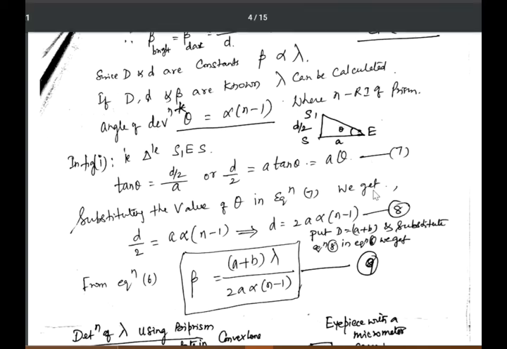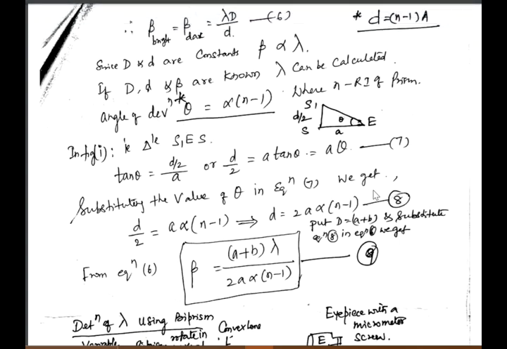Deviation produced by a thin prism, you know that it is given by D is equal to (n minus 1) into A. This you have studied at PU level. Deviation produced by a thin prism is (n minus 1) into A, where A is the angle of the prism, n is the refractive index of the prism for a particular color. This formula holds good only for refraction through thin prisms. So now let us continue with this.